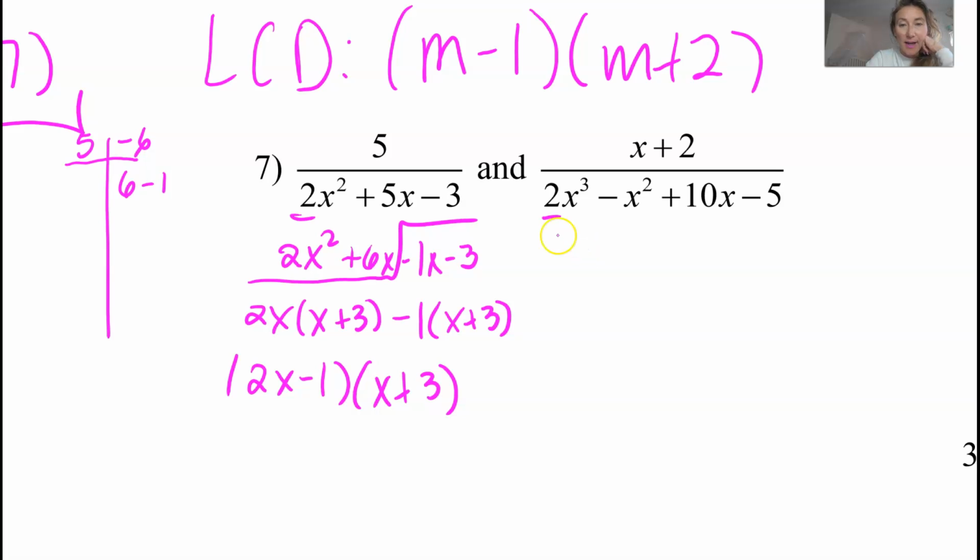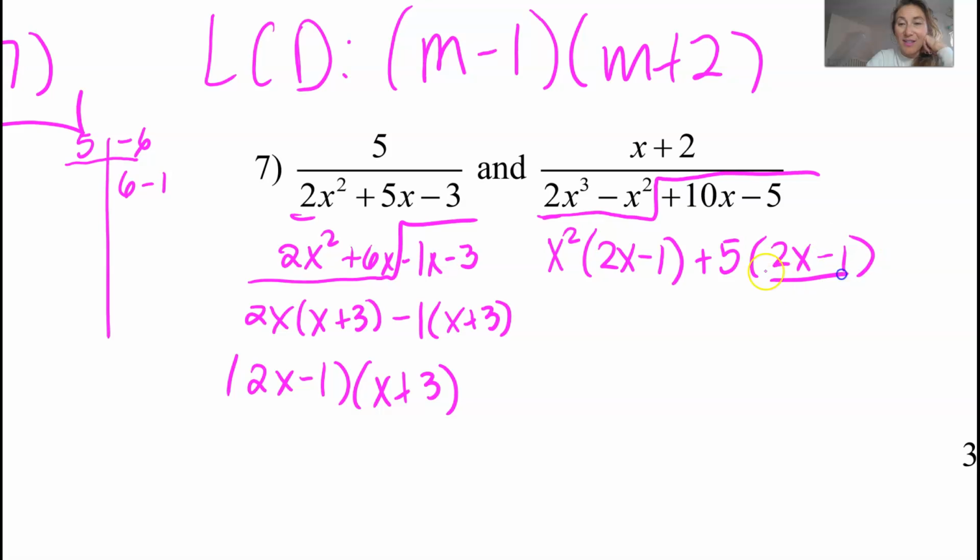For the second side, I can take out the x squared, and I have 2x minus 1, and I could take out a 5, I have 2x minus 1. I'm feeling good. I see this 2x minus 1. X squared plus 5 doesn't factor any further. It's not the difference of 2 squares. In fact, 5 isn't a square at all.